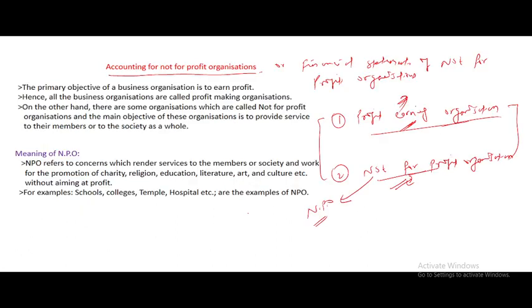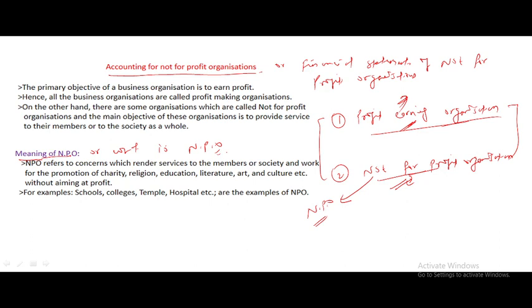Now we have the meaning of NPO, or what is NPO. Students, the main objective of every business organization is to earn profit. So all the business organizations are called profit making organizations. But on the other hand, some organizations are called not for profit organizations, and the main objective of a not for profit organization is to render services to the public, or to the people, or to the society, or to the members without aiming at profit.